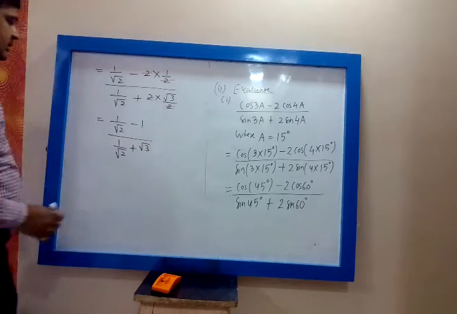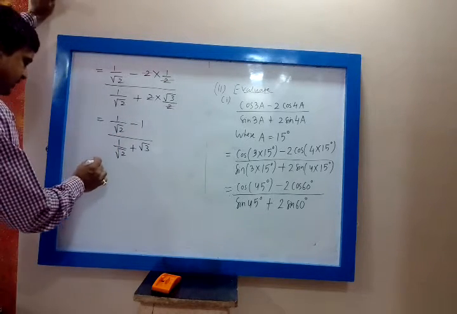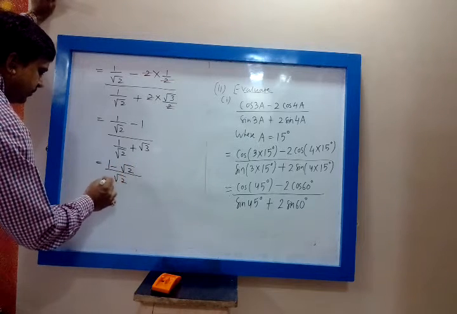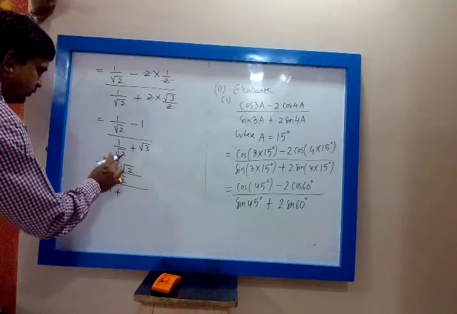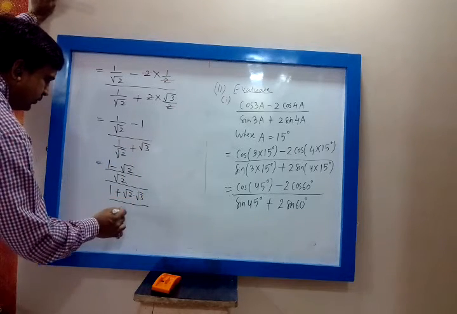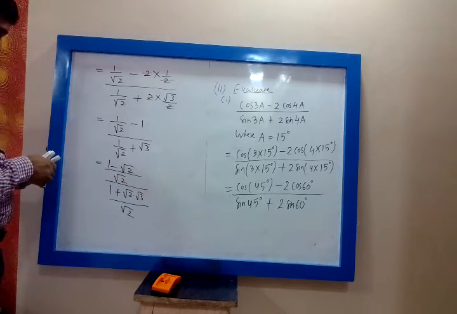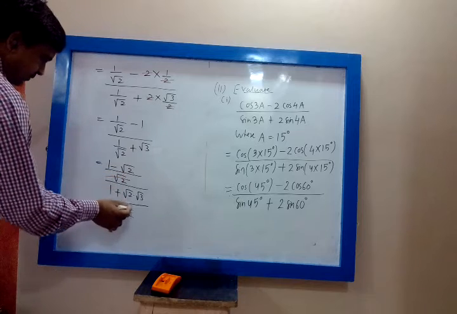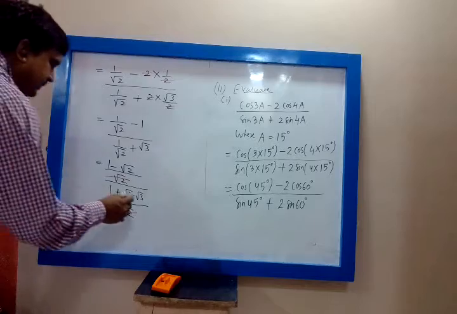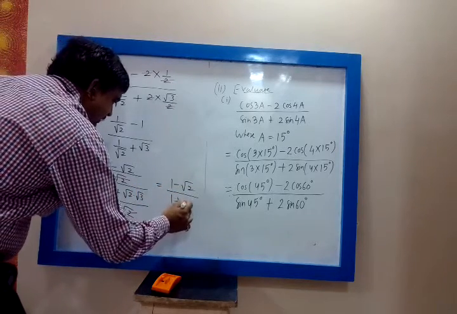Correct? Now let us simplify. In root 2 we take the LCM. So this becomes (1 minus root 2) upon root 2, then (1 plus root 2 into root 3) upon root 2. Then the root 2 gets cancelled. So what is left is (1 minus root 2) upon (1 plus root 6).